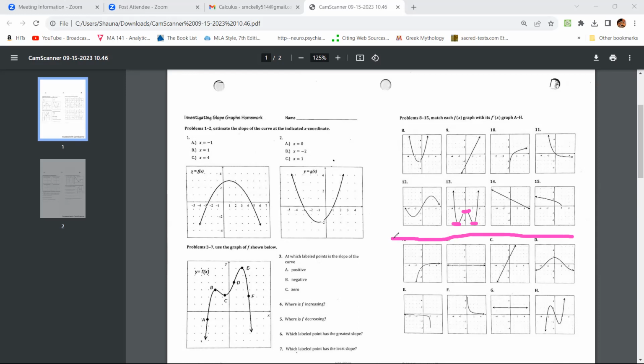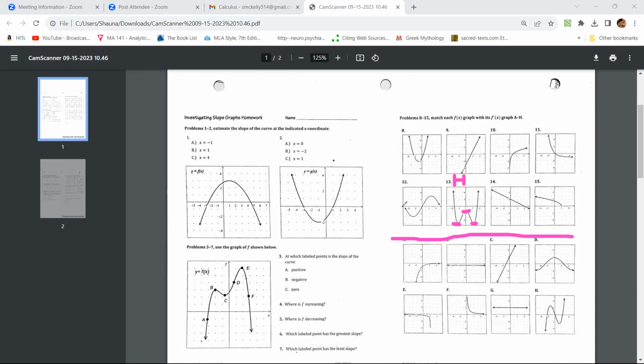Yeah, H. Okay, 13 matches H. Ooh, okay. Now, that's not the only analysis you have to do, but that's where I would start.